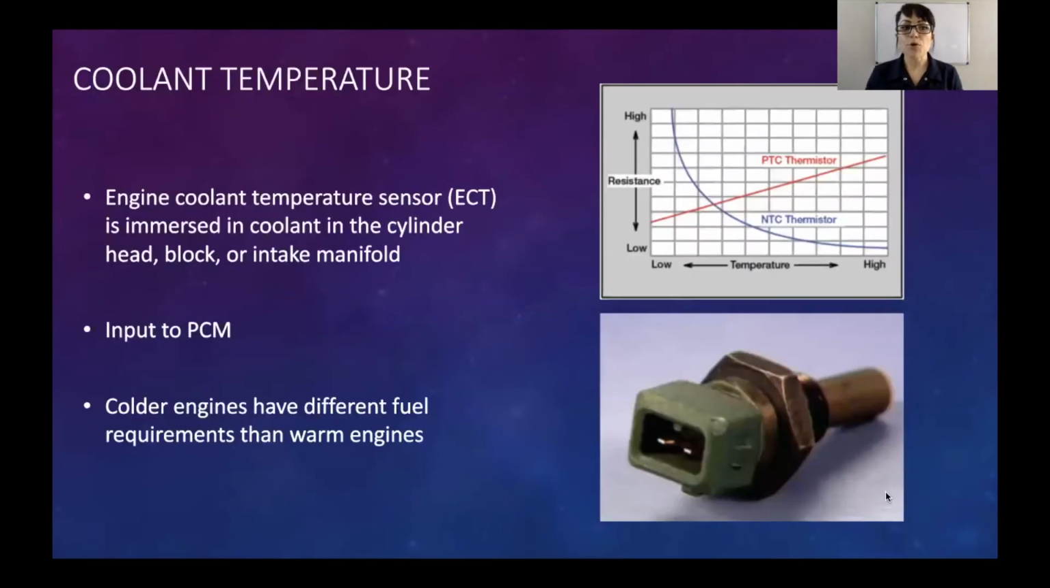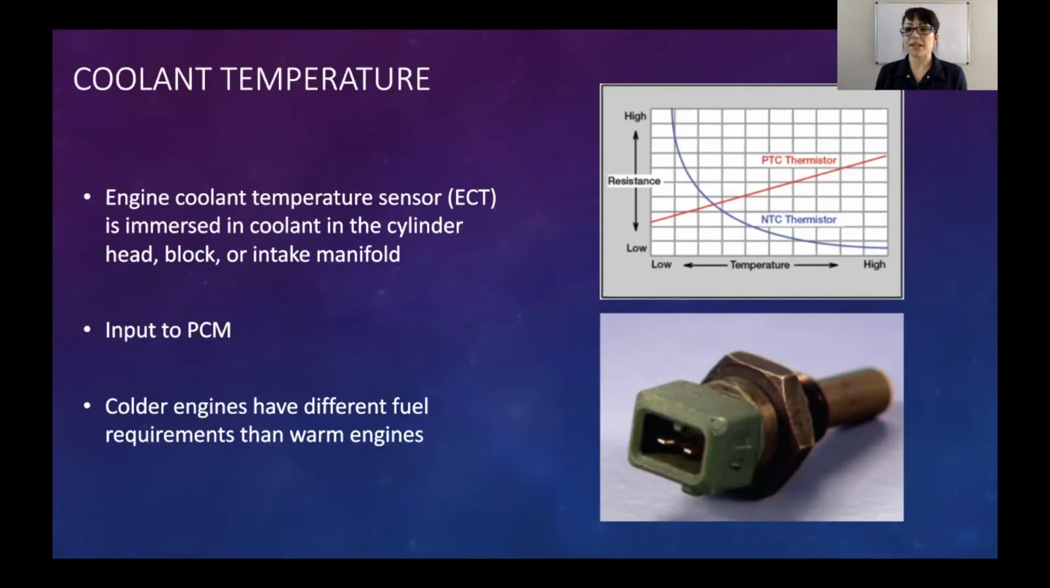The next one would be coolant temperature. Coolant temperature, again, is very, very important. Most of the time, they're going to be what we call thermistors. There's two different types of thermistors. I don't want to get super into this or go down this rabbit hole, but most of the time, your coolant temperature sensors are going to be what we call NTC, or negative temperature coefficient. This means that the resistance of that coolant temperature sensor is actually going to decrease the hotter it gets.